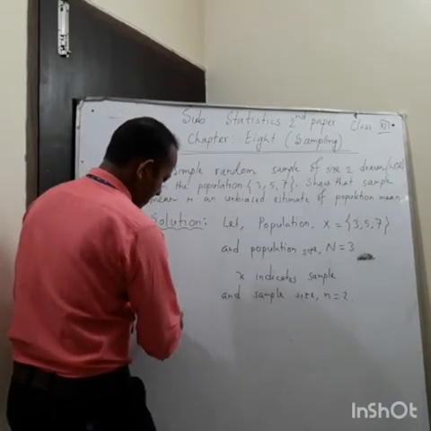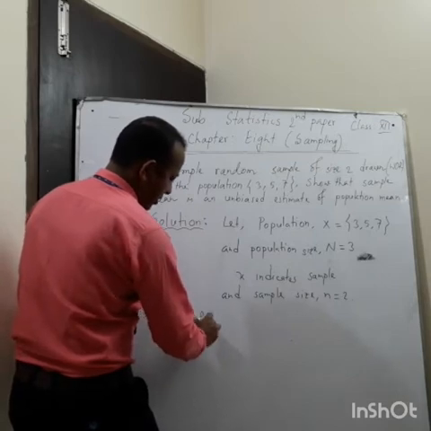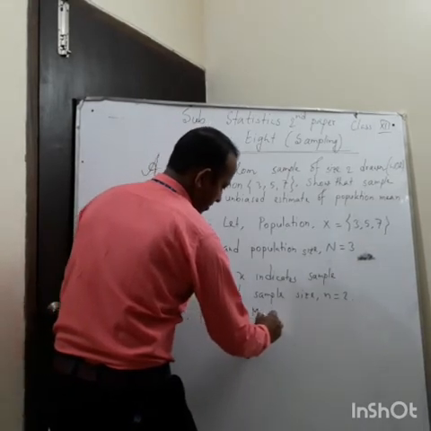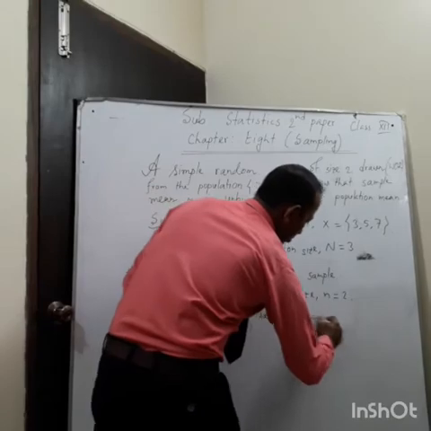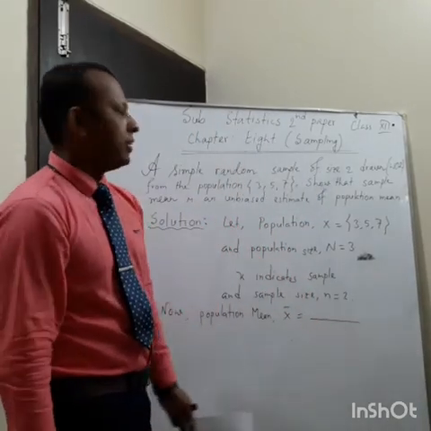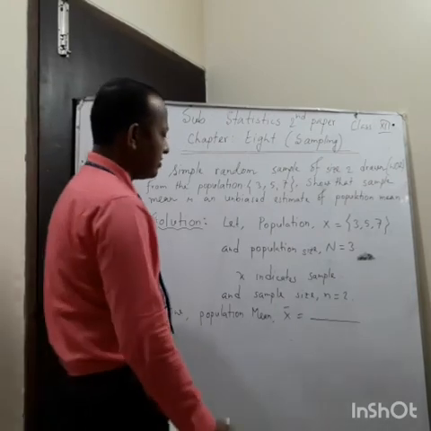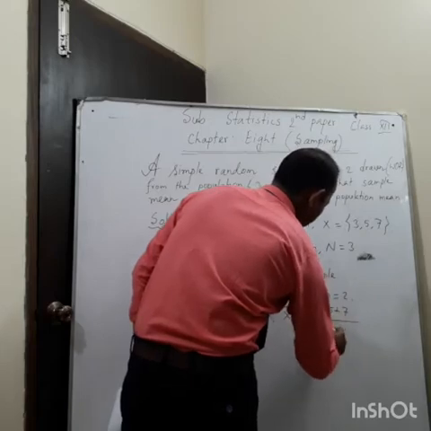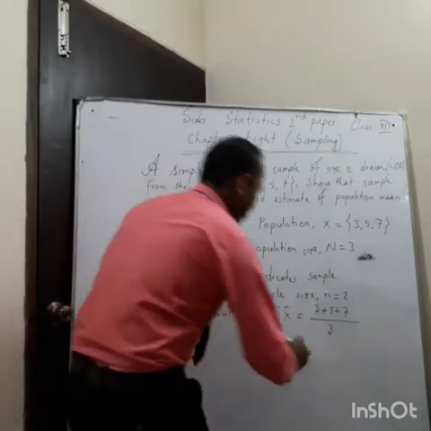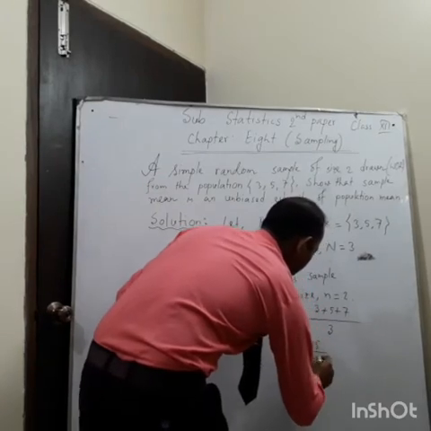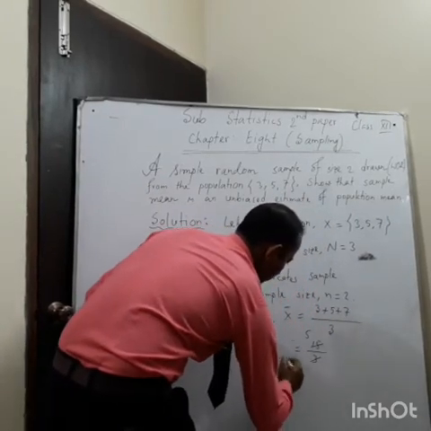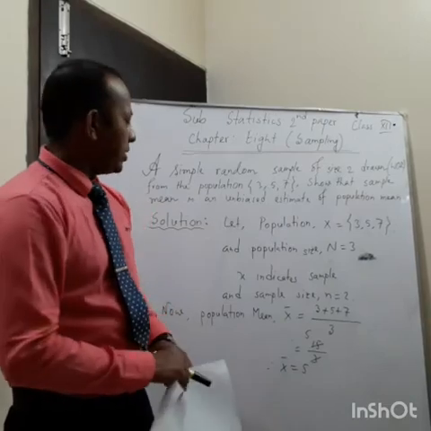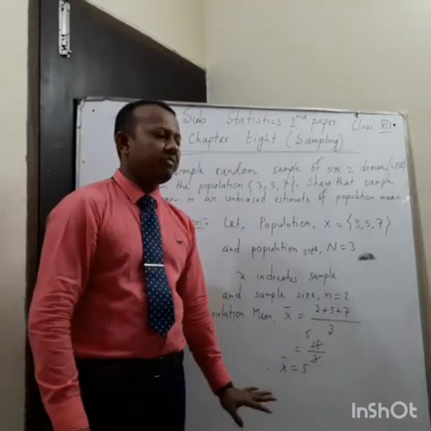Now population mean, capital X bar, which is equal to, simply X bar means the average, so average equal to 3 plus 5 plus 7 divided by 3, that means 15 divided by 3, so capital X bar equal to 5. Therefore, we get the population mean is 5.